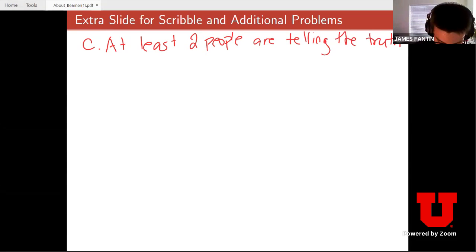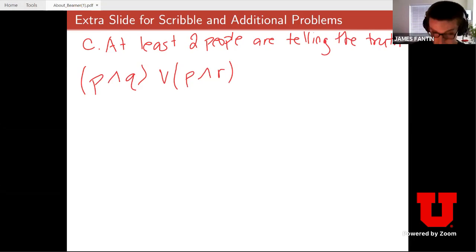So one way we could write this is, if we want at least 2 people to be telling the truth, then we either want the statement P and Q, so both A and B are telling the truth, or P and R, that A and C are telling the truth, or Q and R, that B and C are telling the truth. And this would give us that at least 2 people are telling the truth. So are there any questions?